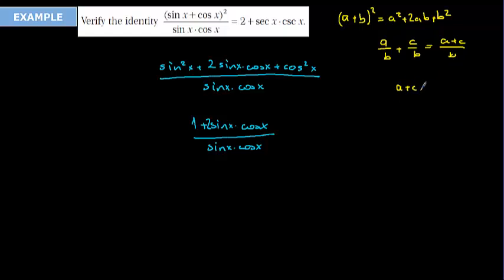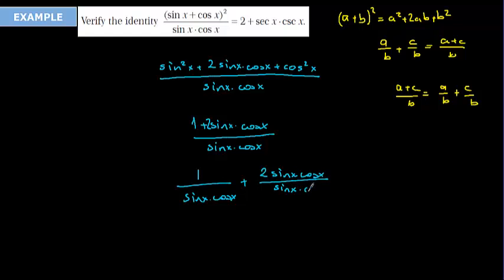If a plus c over b is given to us, how are we going to separate it? Like this: a over b plus c over b. So I'm going to separate this with a plus term: 1 over sin x times cosine x plus 2 over sin x times cosine x, over sin x times cosine x. This sin x and this sin x you may simplify. This cosine x and this cosine x you may simplify, and you will get this one.